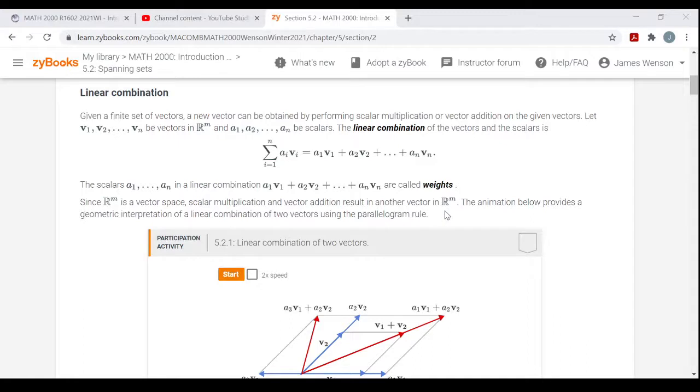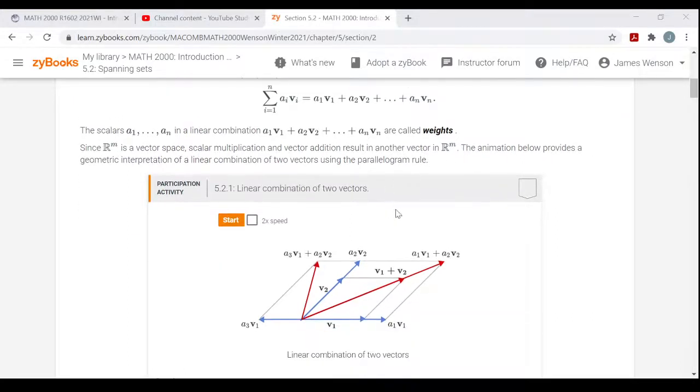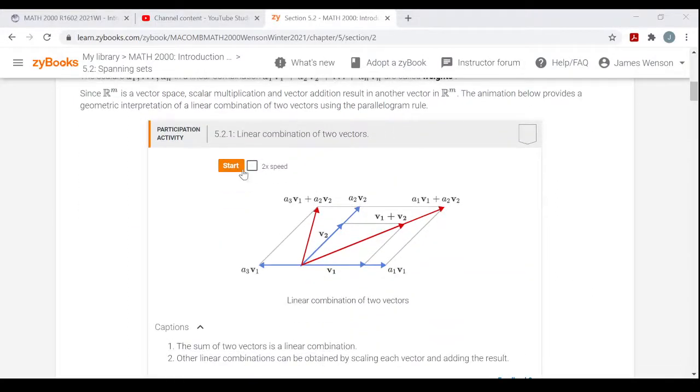Remember how in a vector space those operations were closed. You had closure. So if you take two linear combinations and add them together, you're getting another linear combination of vectors from Rm. You take any vector from Rm, multiply it by a scalar, you get another vector from Rm. The animation below provides a geometric interpretation. Let's take a look.